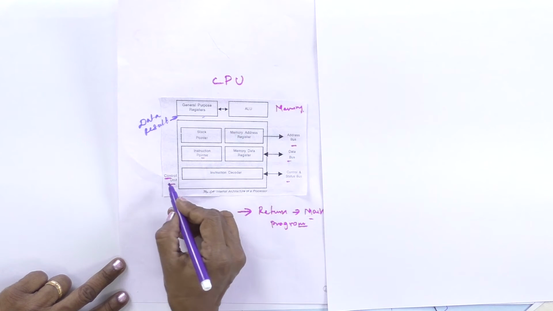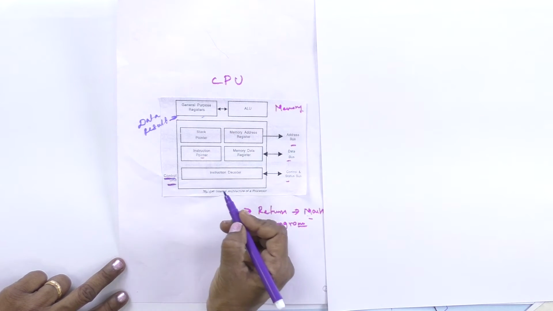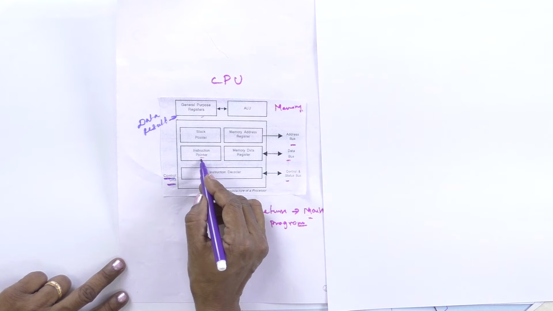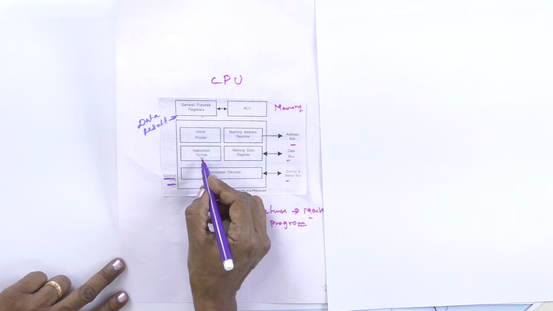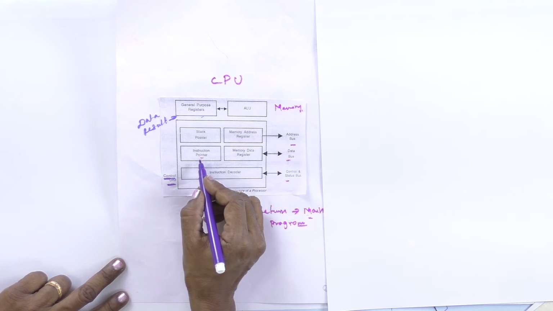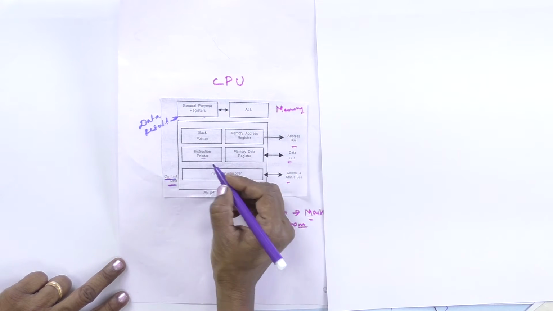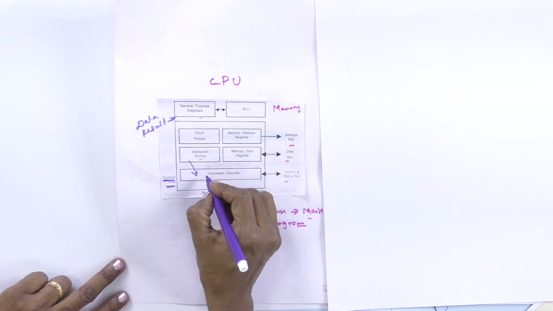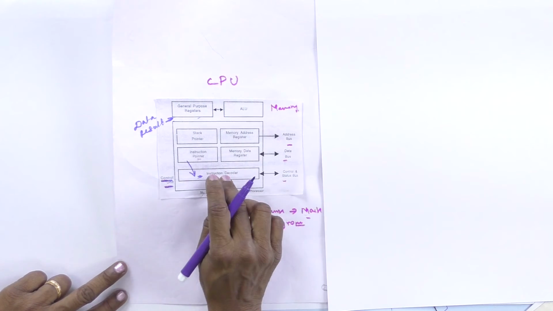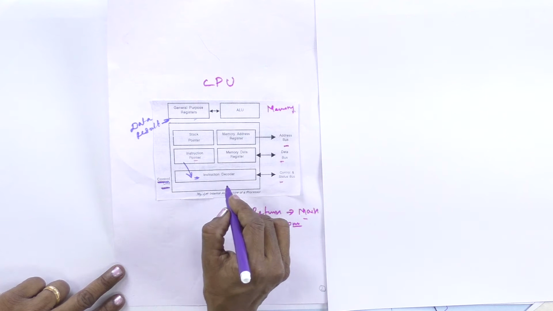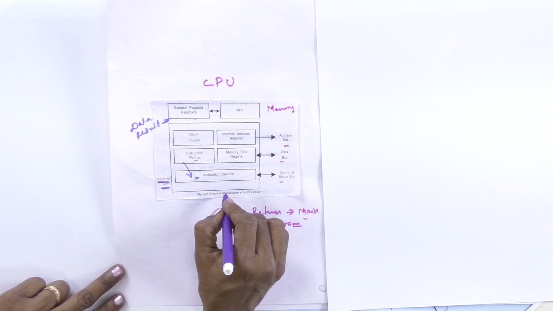Coming to the next block, which is the control unit. The control unit consists of the instruction pointer, wherein the instruction pointer has the current instruction that is to be executed. The instruction on the instruction pointer is decoded by the instruction decoder. Once the instruction is decoded, it is ready for execution.